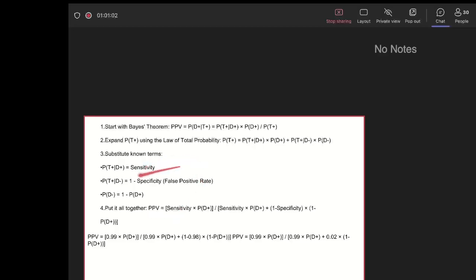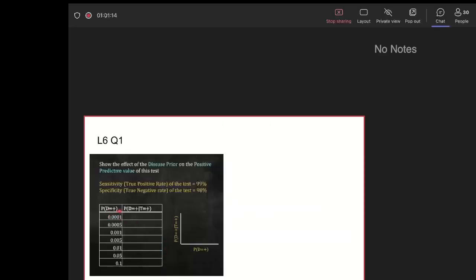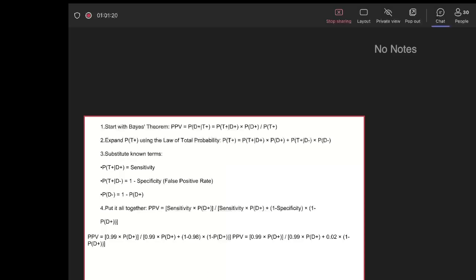If you substitute these terms, this term is sensitivity, so we have written it here. And this probability of disease positive is a variable, which is taking different values, and it's given in the question. So this term we can keep as such, divided by this probability of t plus this term, which has become the sensitivity, and this term has become the 1 minus specificity.